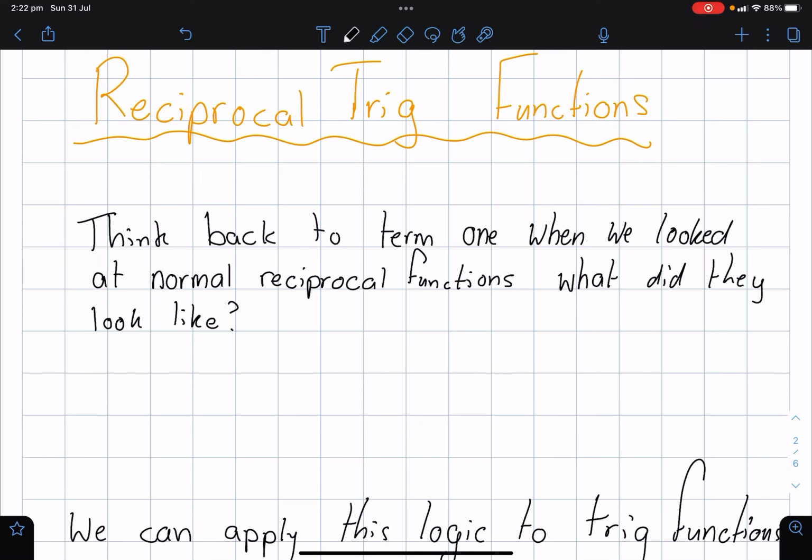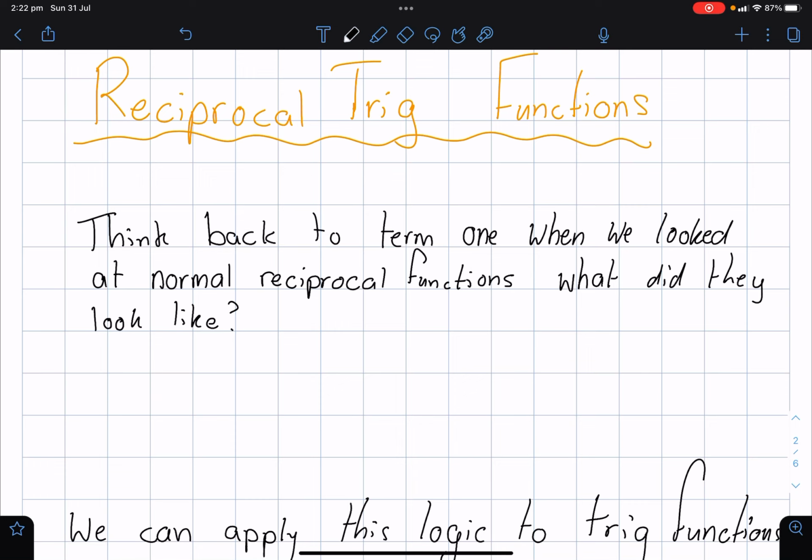So we are continuing on with our trigonometry work. We've now sort of deep dived a little bit into the three main trig ratios. So we've got our sine, our cosine, and our tangent. But we can actually have a look at some reciprocal functions.